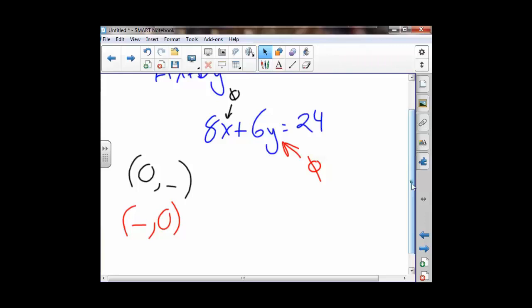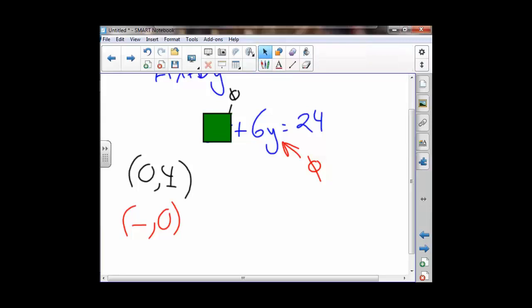Yes. Okay. So when I plug in 0 for x, 0 times 8 is 0, so this cancels this out, right? At this point, I divide both sides by 6, right? So what's 24 divided by 6? 4. So my y-intercept in this case is going to be 4.